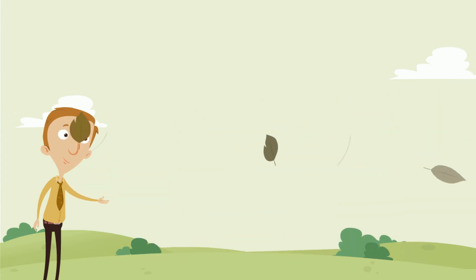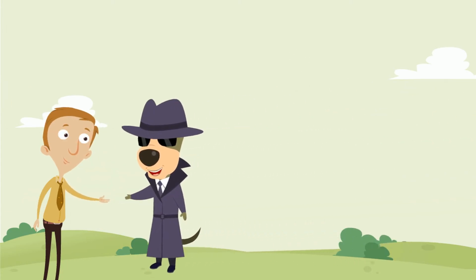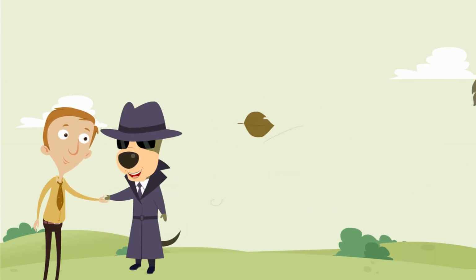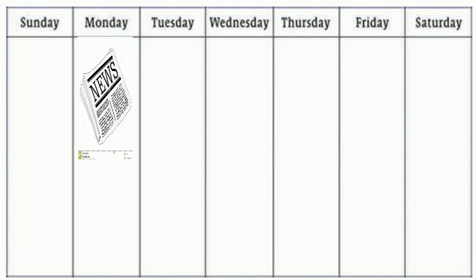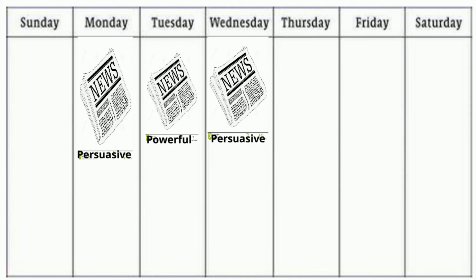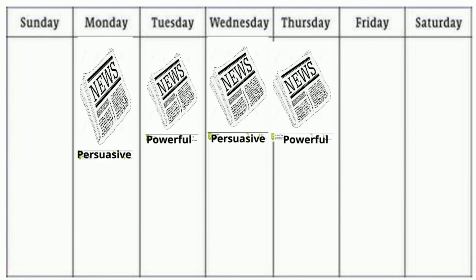Pavlov, Skinner, and Watson have all done studies to show students can be conditioned to do something if they are taught it over and over. Students should be given the assignment of finding a piece of propaganda every day. They should then decide if it's powerful or persuasive and list its best qualities.